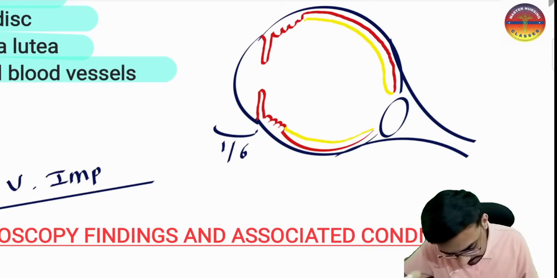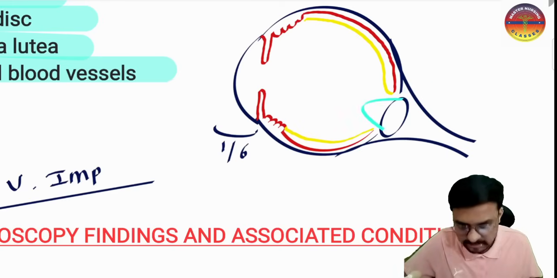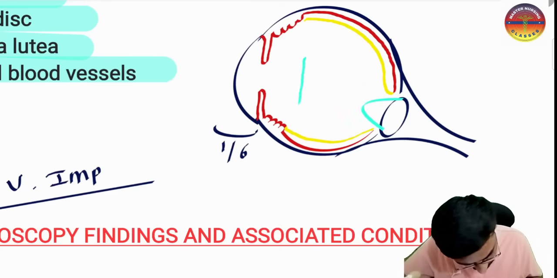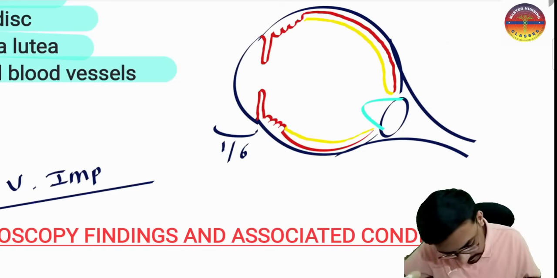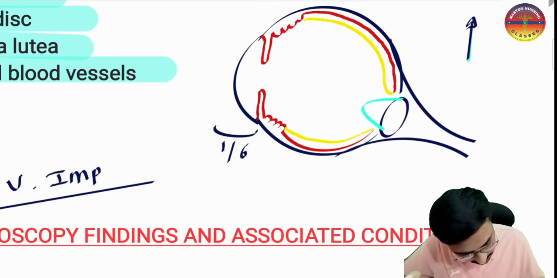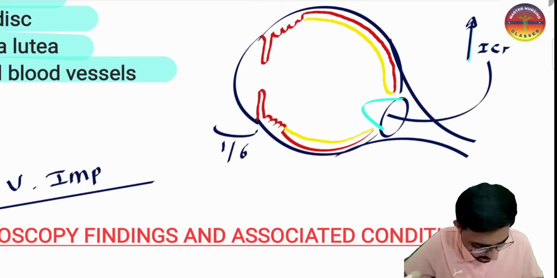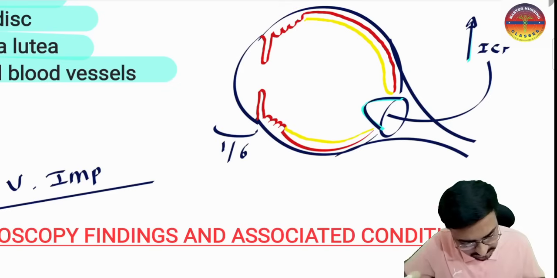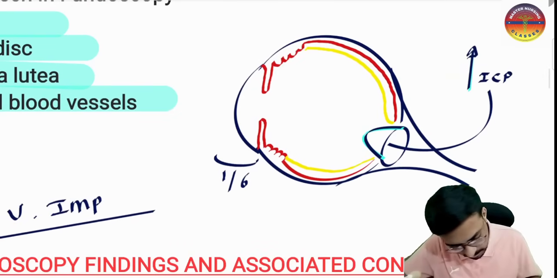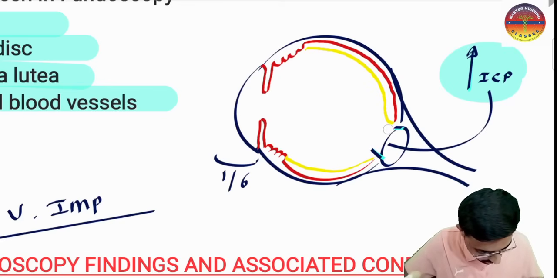If this optic disc is bulged inside like this, it means the pressure is not increased inside the eye, but the pressure is increased inside the cranium. That is increased intracranial pressure, which creates pressure over here and makes our optic disc bulge inside the eyeball. This is called papilledema. Papilledema is classically seen in raised ICP.